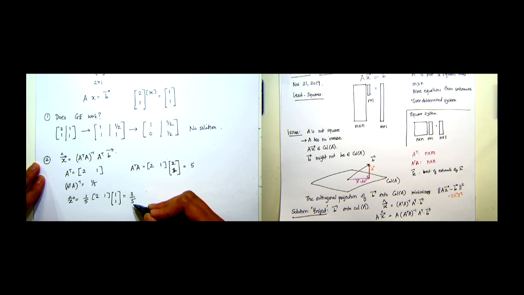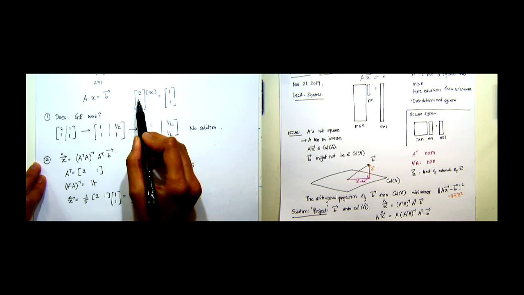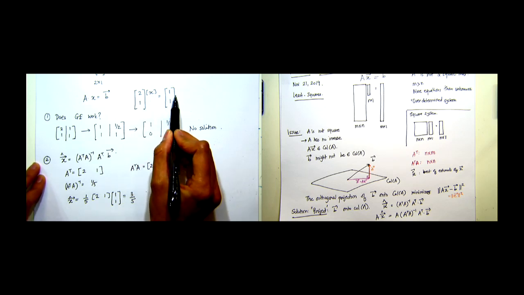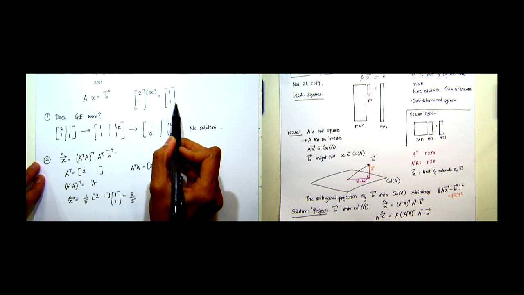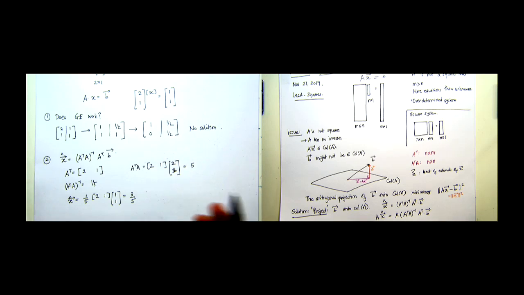Does X hat equal to 3 by 5 perfectly satisfy the first equation? Does it perfectly satisfy the second equation? No. But what it does is it approximately satisfies both equations. And what it does is it says that this quantity, Ax minus b, is minimized.